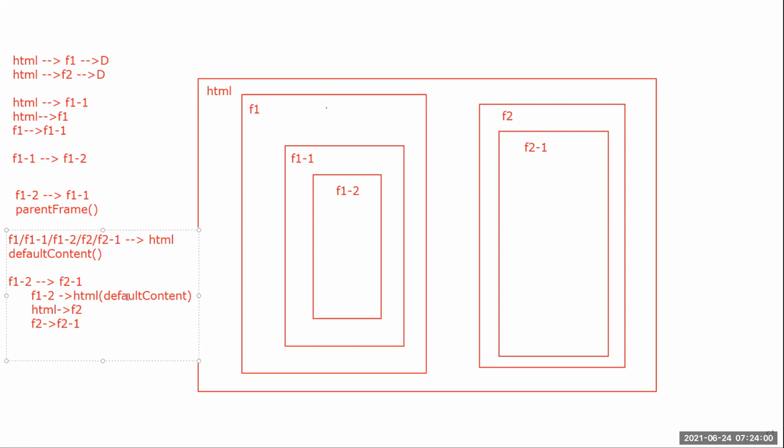Here we used, since we know that there is a default content method, so we moved from F12 to default content. If you don't know the default content, or if you want to switch using another way, then what we'll do is F12 to F11, F11 to F1, and F1 to HTML, and then from HTML to F2, and from F2 to F2. Understood? Is that clear?